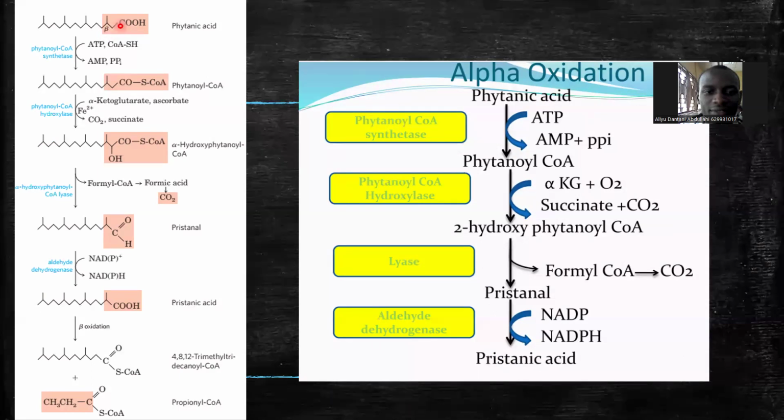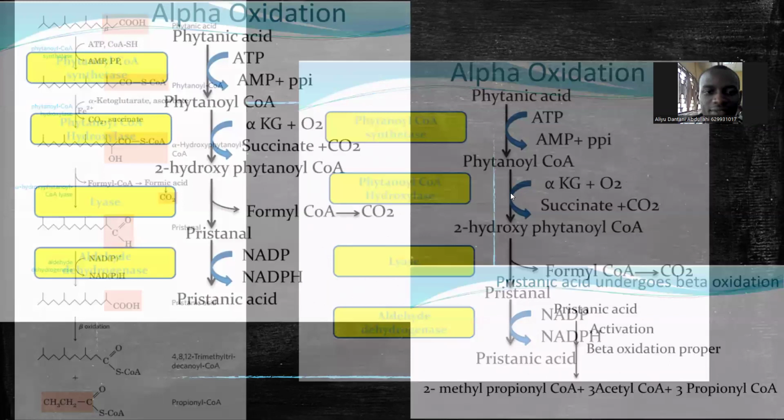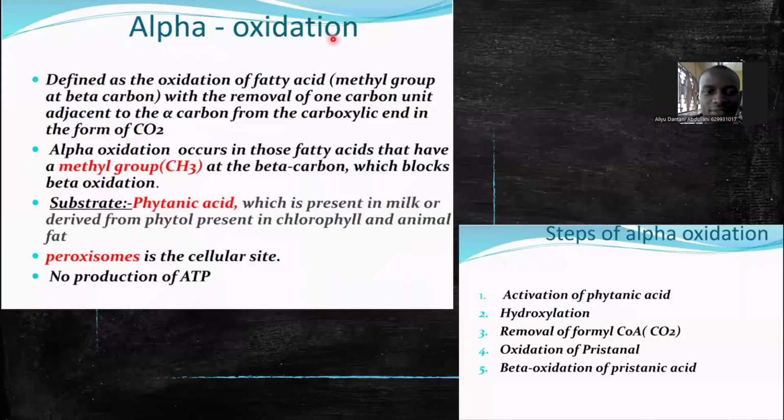So this is the carboxylic carbon, the alpha carbon, and the beta carbon has a methyl group. So this isn't your normal fatty acid you're used to. And that is why we have to carry out what we call alpha oxidation instead of your conventional beta oxidation. Alpha oxidation involves the removal of one carbon unit adjacent to the alpha carbon, from the carboxylic acid end, to form CO2. So it is the oxidation of a fatty acid that has a methyl group at the beta carbon, which I'm going to show you through the reaction.